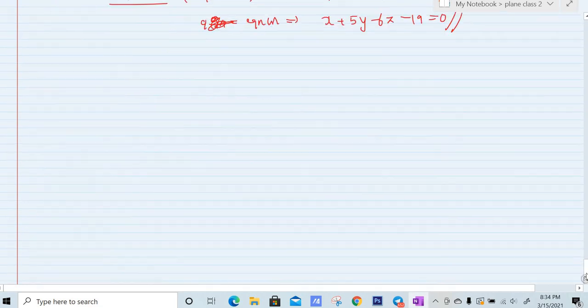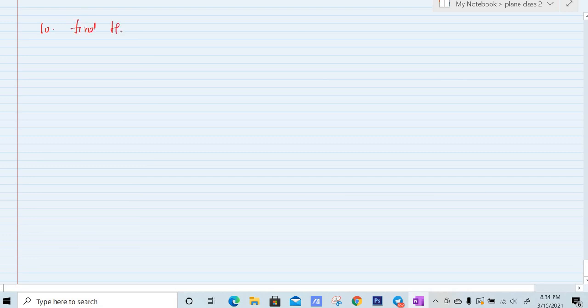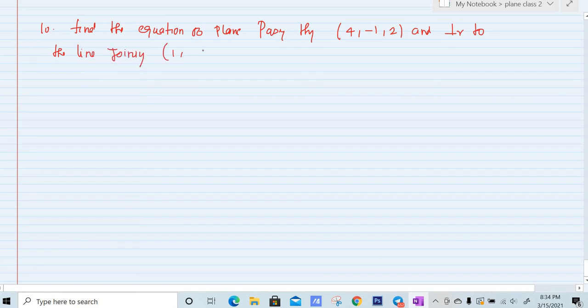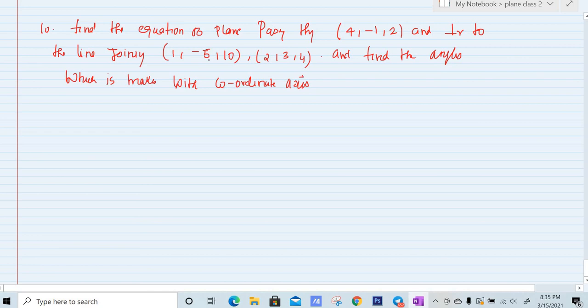Now we'll do the last problem and then exercise problem number 10. Find the equation of plane passing through (4, -1, 2) and perpendicular to the line joining (1, -5, 10) and (2, 3, 4), and find the angles which it makes with the coordinate axes. So if you have a line joining 2 points, you always find direction ratios. Direction ratios will give the values of ABC. From that you can easily find, right?